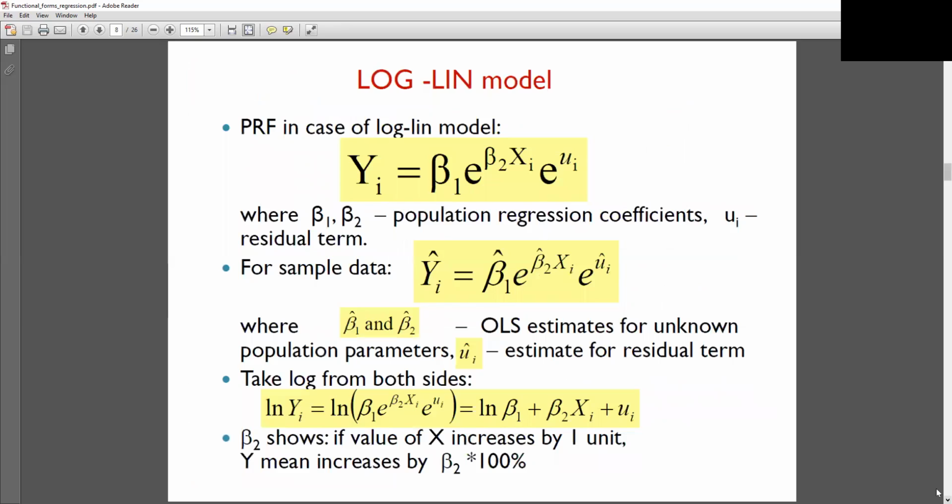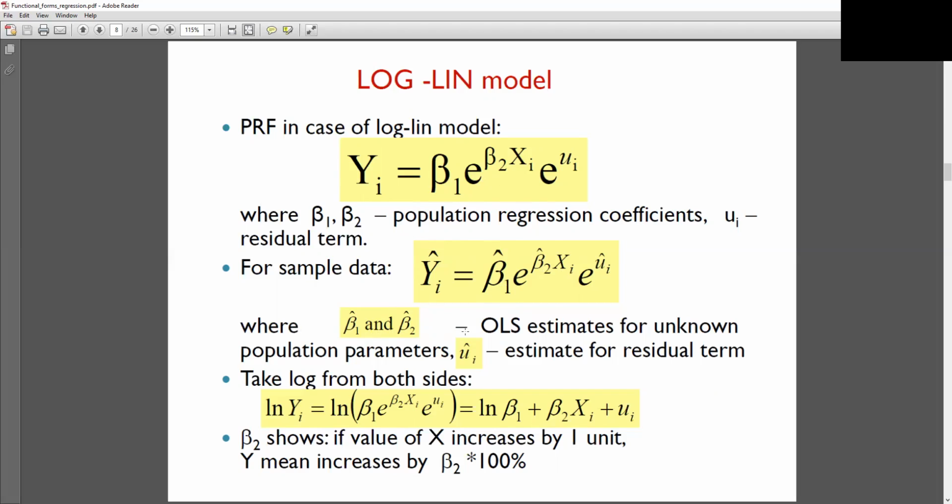Now coming to the log-lin model. As the name indicates, log-lin, it means first y and then x, right? So we are taking log of y and keeping x as such. The population regression function in the case of the log-lin model is yi equal to beta 1 e to the power beta 2 xi, e to the power ui. Beta 1 and beta 2 are the population regression coefficients, and ui is the residual term. For the sample data, we use hat or cap.